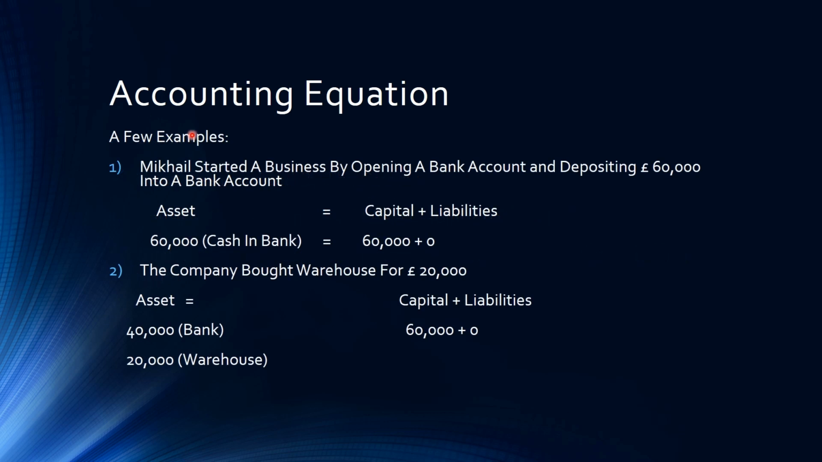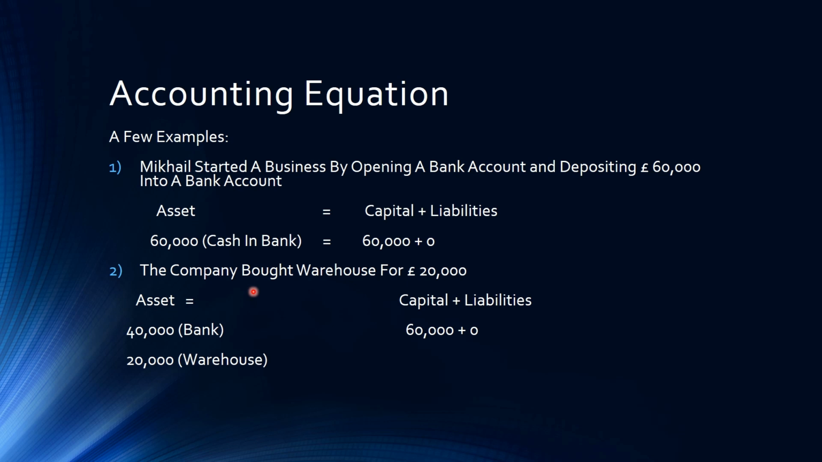right? Now, here are a few examples. Mikhail starts a business by opening a bank account and depositing 60,000 pounds into it. So the asset is 60,000 cash, and the capital is 60,000, and obviously he started with no liability, which is a good thing. So you can see that assets is equal to capital plus liabilities, being balanced here.